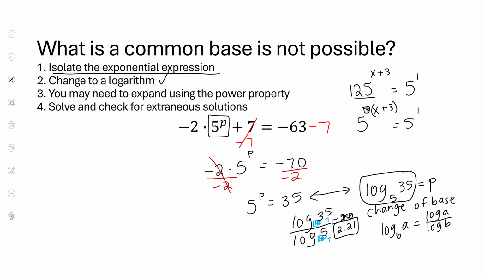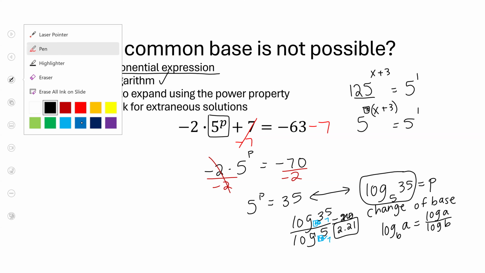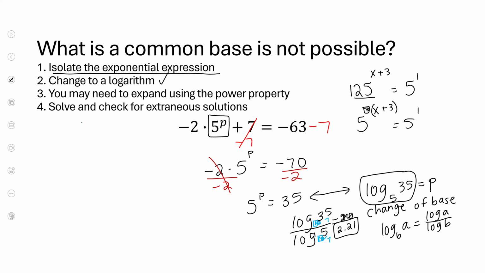Let's do another example. Oh, by the way, guys, you have those fancy yellow calculators. So you can actually just type this directly into your calculator and get 2.21. You don't have to do the change of base formula. Okay, but you do need to know how to do the change of base formula, but you don't necessarily need it with these fancy calculators. Okay, let's try another example.